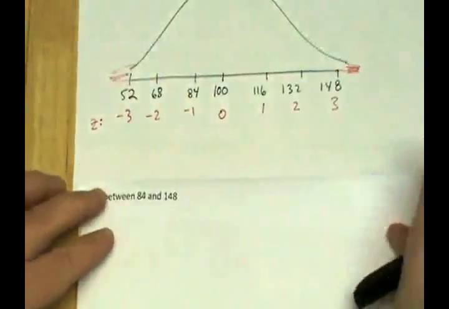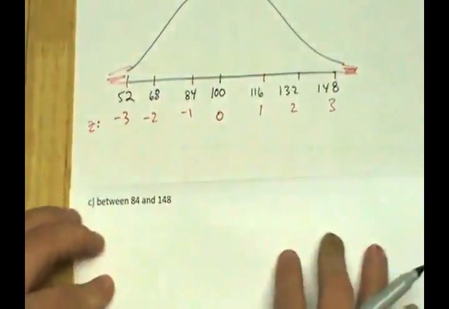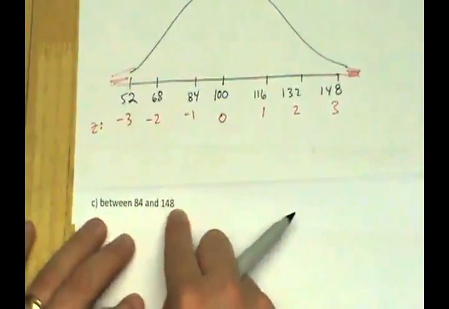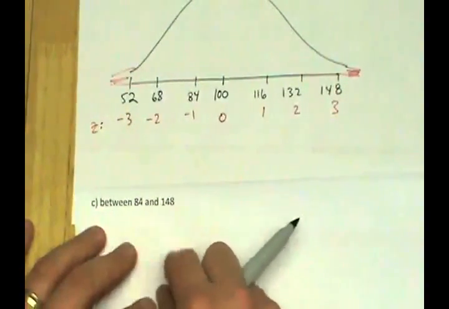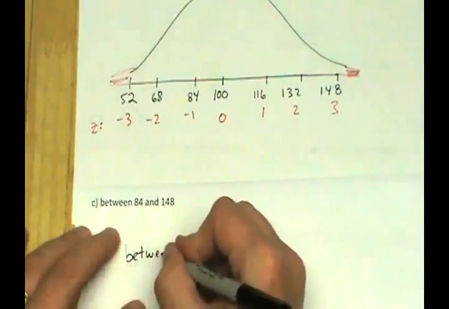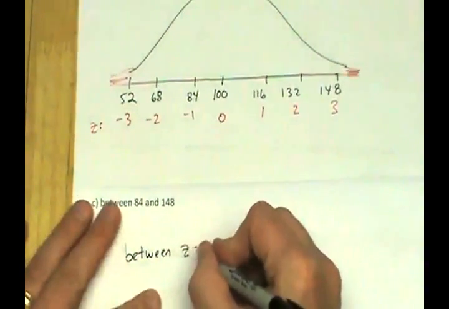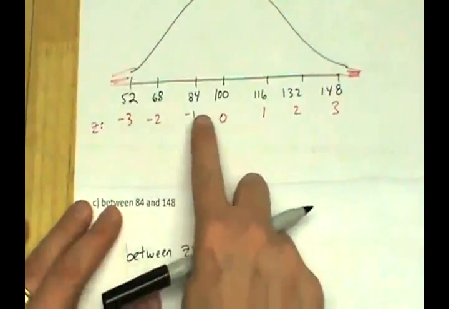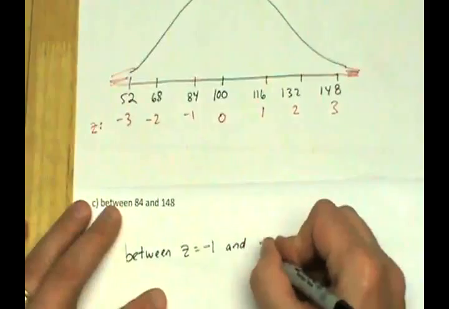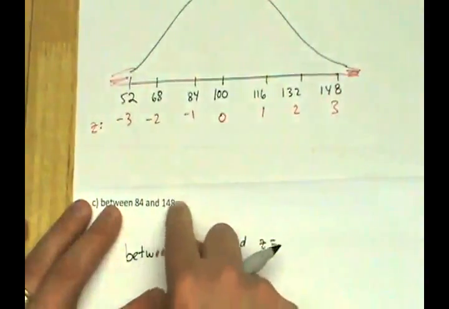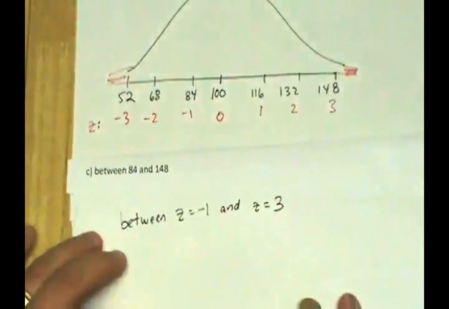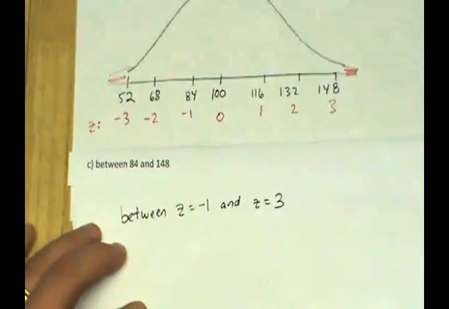Okay, one more question. Here we go. Between an IQ of 84 and 148, what percentage of people lie in that region there? So we need to change this to the z-score for 84, which is -1, and the z-score for 148, which is 3. All right. That's where we got those from.